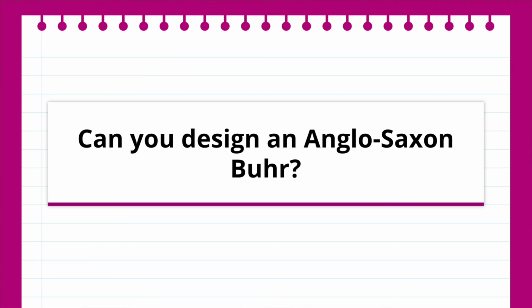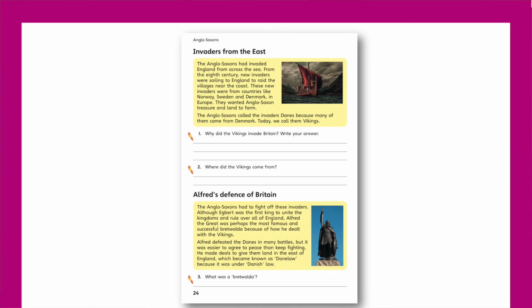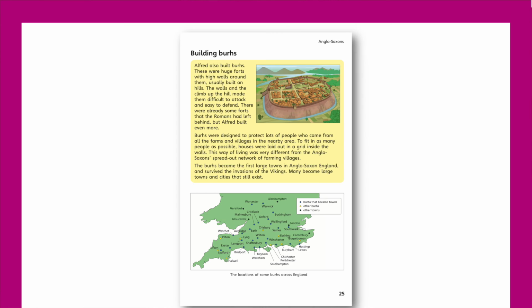Lesson 5 asks, can you design an Anglo-Saxon burh? This lesson sets up pupils for our unit on the Viking invasions of Britain, which overlaps with this period. As the Vikings raided and invaded Britain, the Saxon kings, especially Alfred the Great, increasingly built fortified towns known as burhs. Many of these towns remain as major towns and cities of England. Pupils will have the opportunity to explore some of the key features of a burh and design their own.